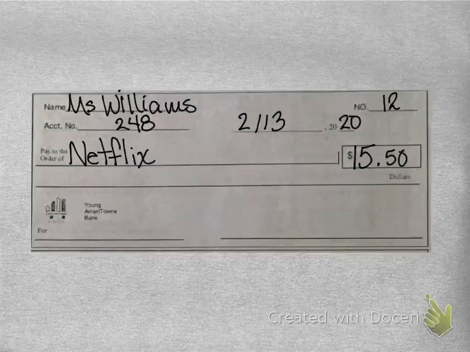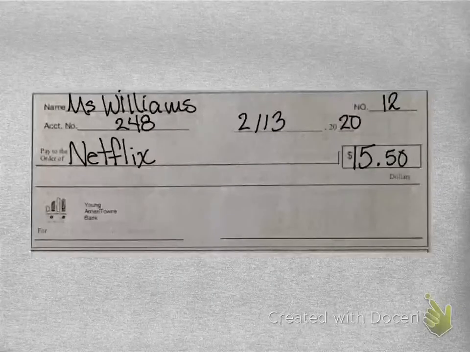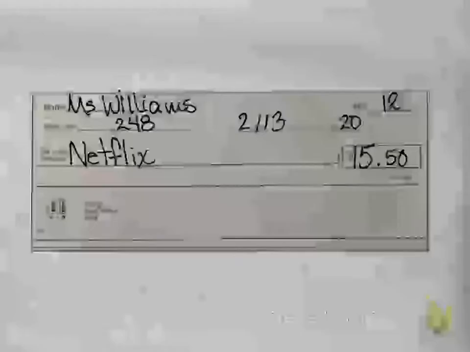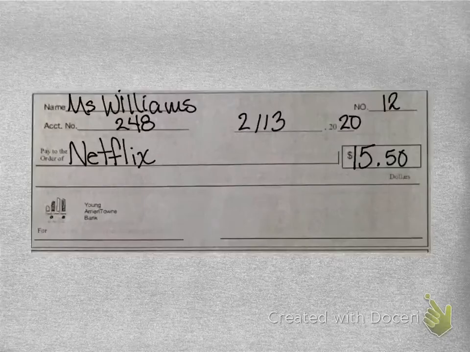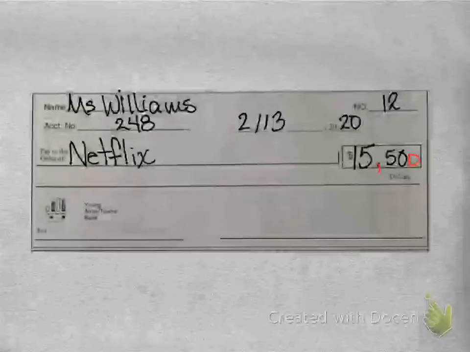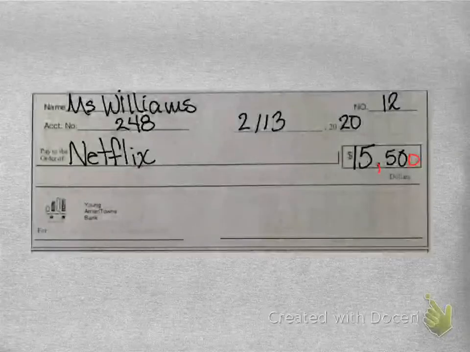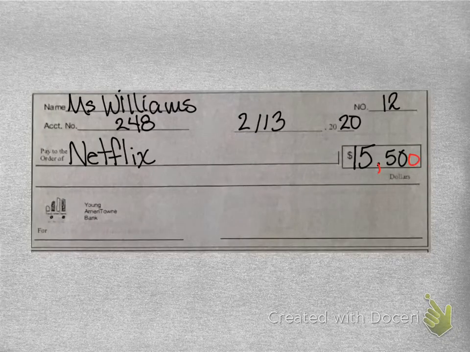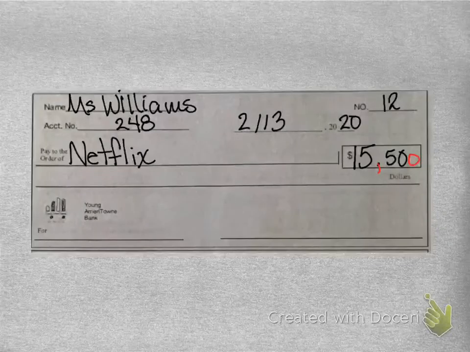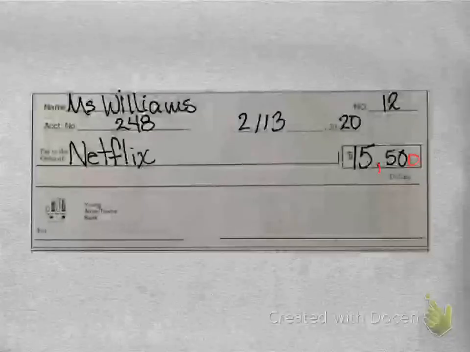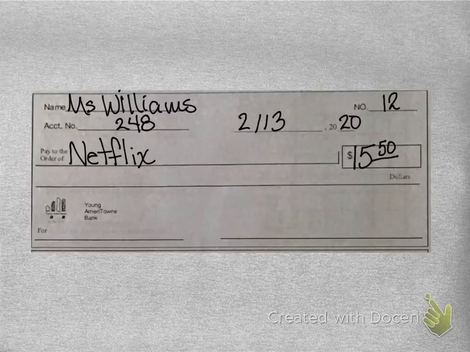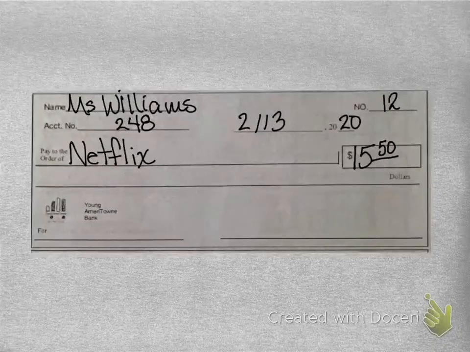Now let's look at our decimal part. This is the 50 cents. Again, in math class, that would be beautiful, but it does allow someone on a check to very easily turn a decimal point into a comma and add an extra 0, and suddenly the bank thinks we want to pay Netflix $15,500. We don't want to pay $15,500. We only want to pay $15. So instead of writing our math decimal like that, we're going to do a special money decimal.